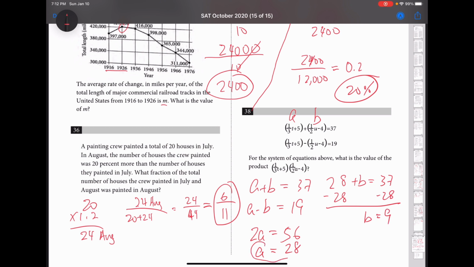So I now know that A is equal to 28 and B is equal to 9. And in this, they're just asking me for what is A times B, or basically what is these two things multiplied together. So 28 times 9. If I do 28 times 9, I'm going to get 252. The answer for 38 is 252.